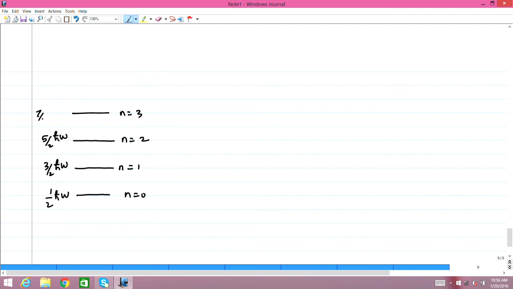3 7 halves h bar omega, and so on. So, energy levels are equidistant. For a particle in a one dimensional box, of course, you remember it is proportional to n square, whatever is the unit that you have.